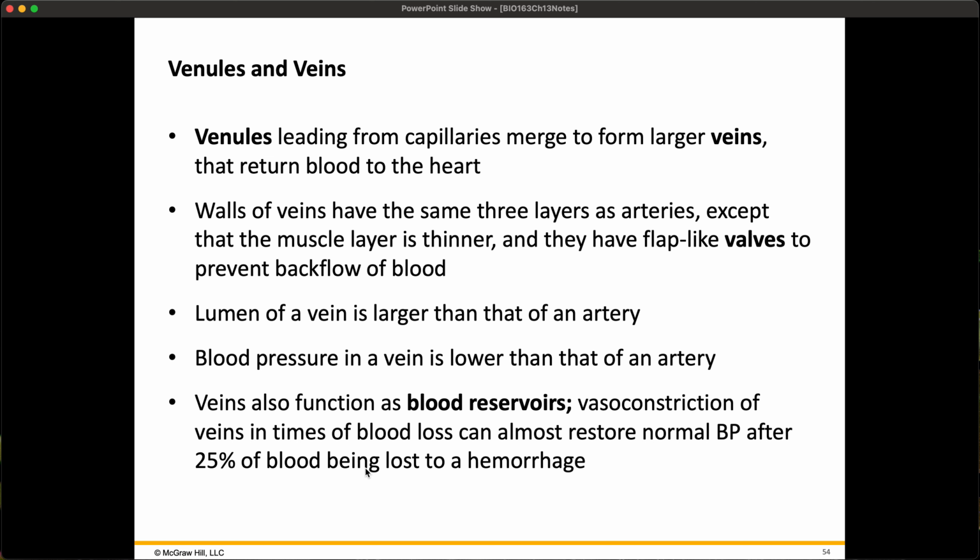Veins also function as our blood reservoirs. That means that they hold blood for us. So just in normal times, constriction of veins in times of blood loss can restore normal blood pressure after 25% of blood being lost to a hemorrhage. So you can lose a quarter of your blood, and your veins have so much blood just stored in them, typically in your legs and your lower body, that they can shunt that blood around and restore a lot of that. So that's pretty impressive. But again, when you're not working, when you're sitting and maybe listening to this lecture or laying in bed, your blood is going to collect in your veins because it's not being forced back out.